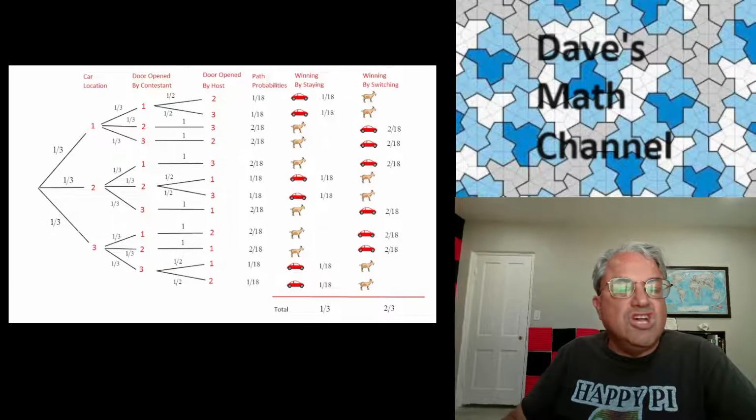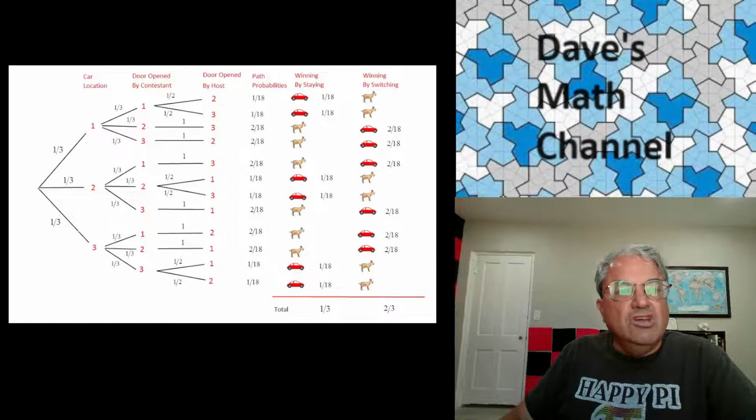But actually, I'll simplify it. Instead of going through this whole tree diagram, I'll try to explain it in my own words. So remember, there's two events in this problem. The first event is the contestant picks the door before Monty Hall gives them any information. The second event is Monty Hall gives them the extra information, and they have the option of sticking or switching.